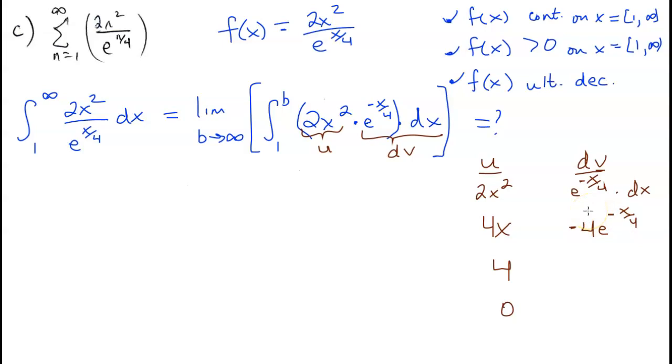And so if we repeat that process, we're going to see that the next antiderivative is going to be 8 times e raised to the negative 1/4 x. And, sorry, that should be 16, not 8, because it's basically being multiplied by another negative 4. And then the next one after that will be a minus 32 e raised to the negative 1/4 x.